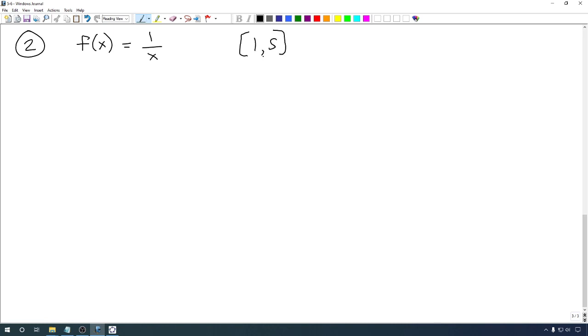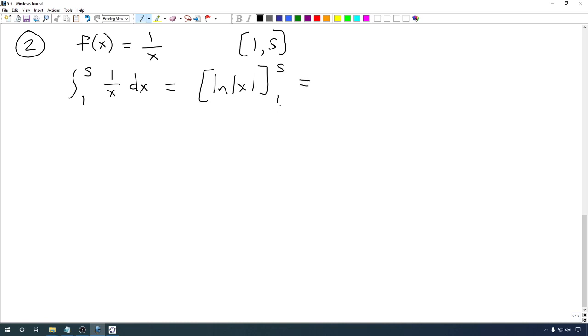We're going to start with problem 2, where we have f of x is 1 over x, and we're going to find the area under that curve from 1 to 5, or at least approximate it. In this particular case, note that we can actually find the exact value. We know how to integrate 1 over x. The integral of 1 over x is the natural logarithm of x.